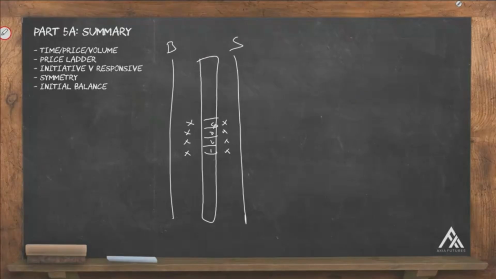Now, back in the day, if you had seen the people in the pits, or people talking about reading the tape, it is nothing more than interpreting and understanding how buyers and sellers are interacting. Are they aggressive? Are they passive? Are they buying some and then selling some, trying to just manage the position? How are they executing? And that is why we spoke very briefly about the price ladder.